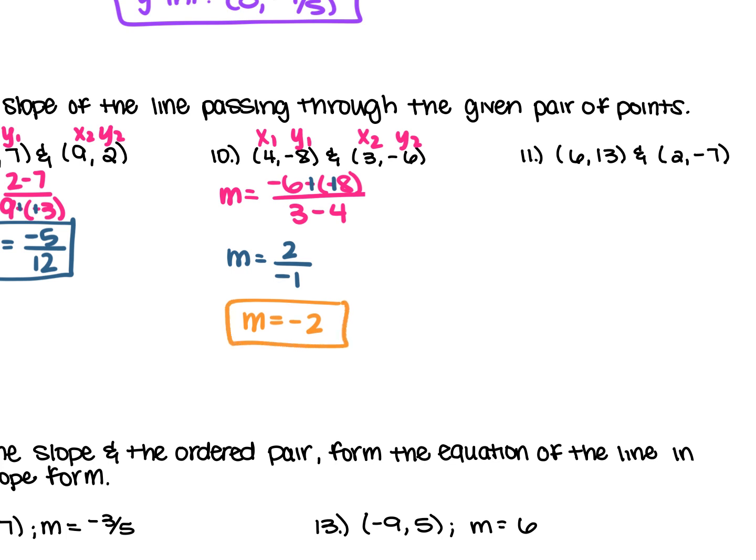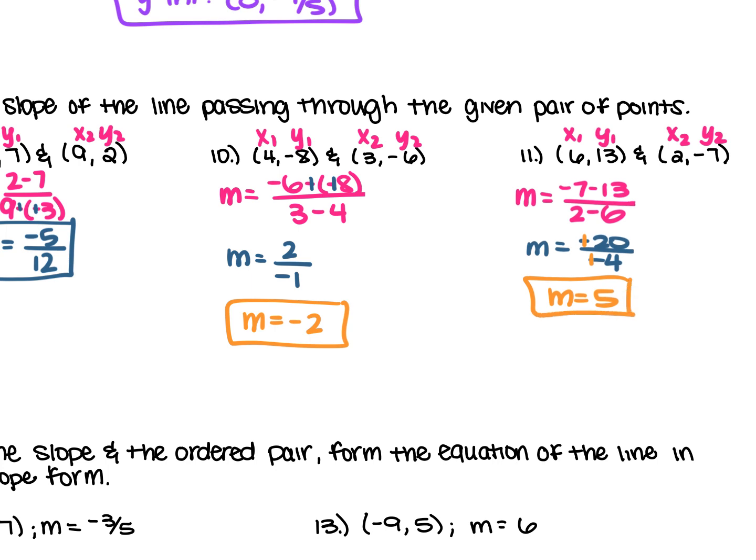For number 11, we're given 6, 13, and 2, -7. The 6, 13 we're going to use as x1, y1. The 2, -7 we'll use as x2 and y2. So that gives us m is equal to -7 minus 13 over 2 minus 6. Your -7 minus 13 is -20, and the 2 minus 6 is -4. A negative divided by a negative is a positive, and 4 goes into 20 five times, so your slope is just +5.